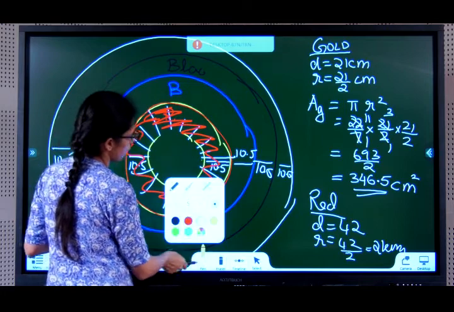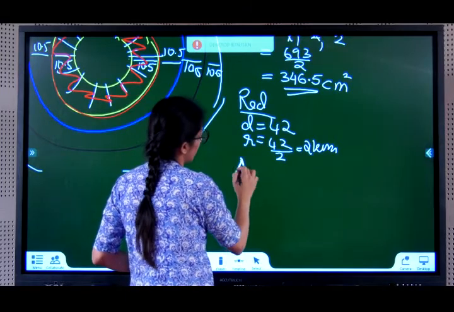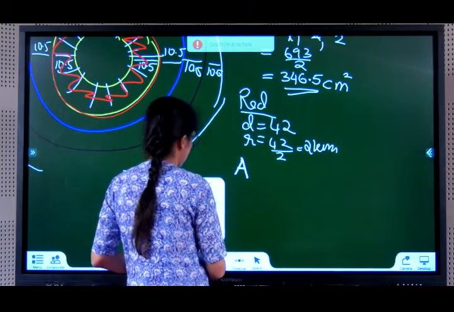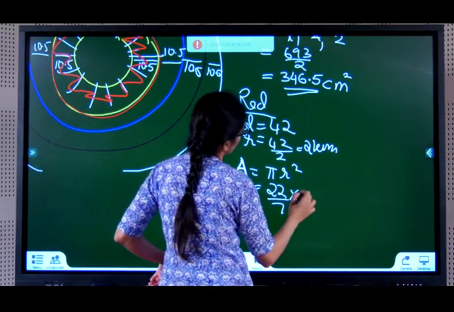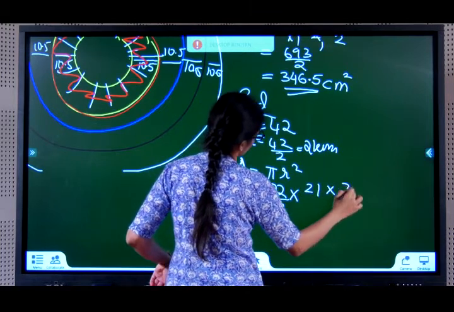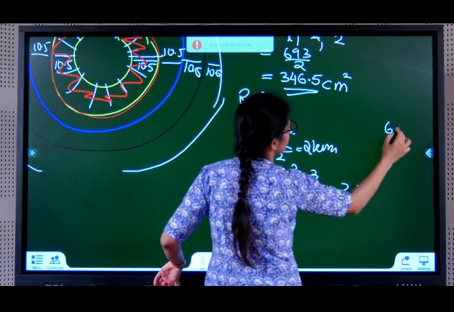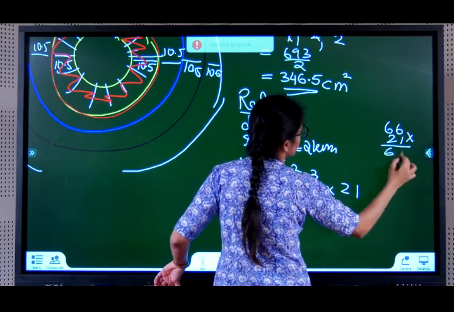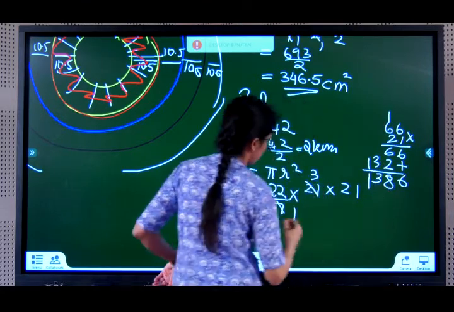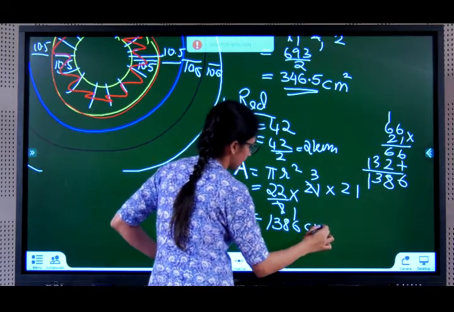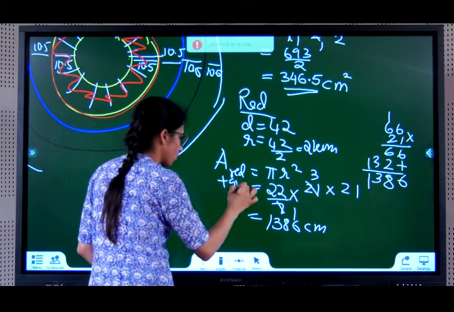So now what are we going to do? First find the whole area. So to find the whole area now, how do we do this? Pi r square, 22 by 7 into 21 into 21. 7 ones are 7, 7 threes are 21. 22 into 3, 66. 66 into 21 gives 1386 centimeter square. This area is what area? Area of red plus gold.